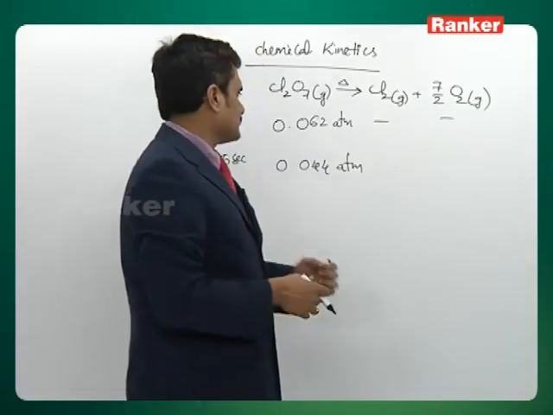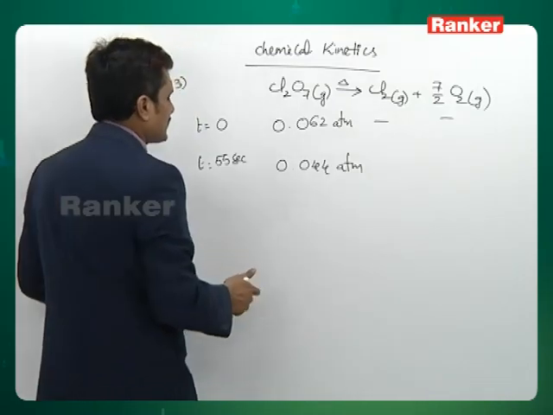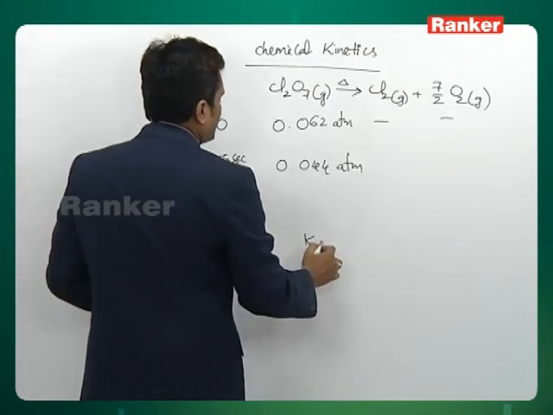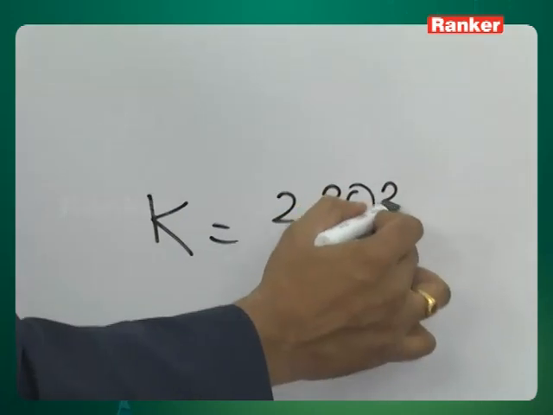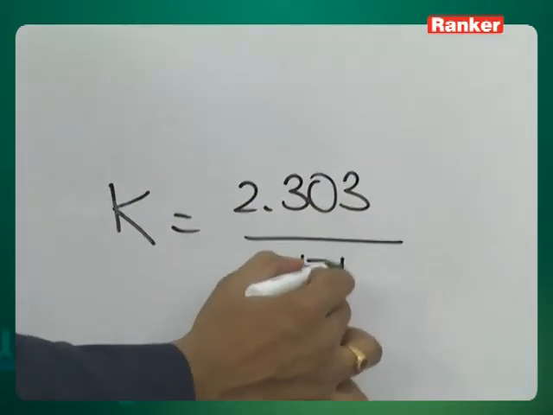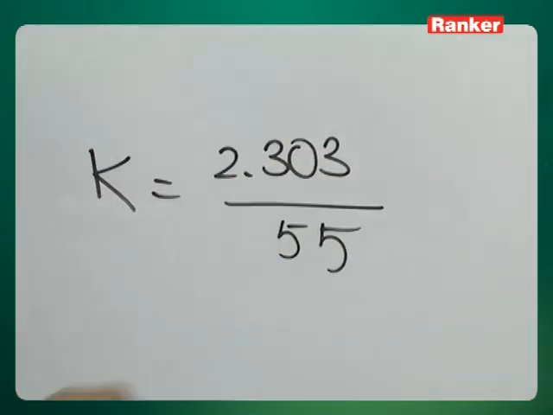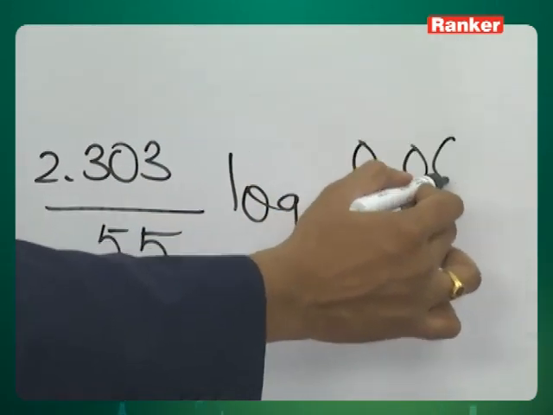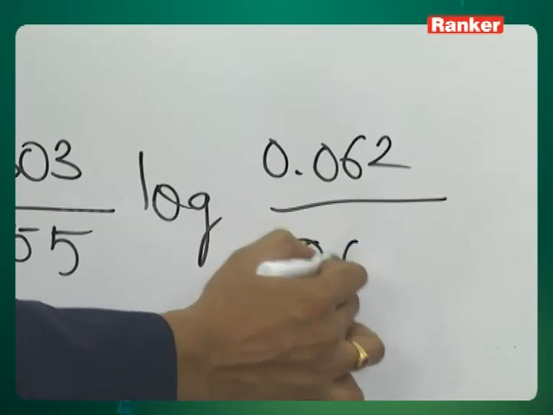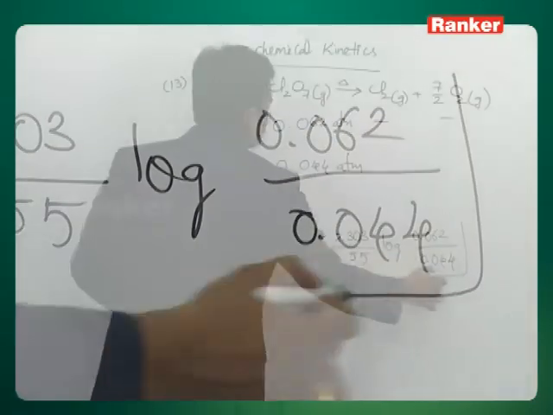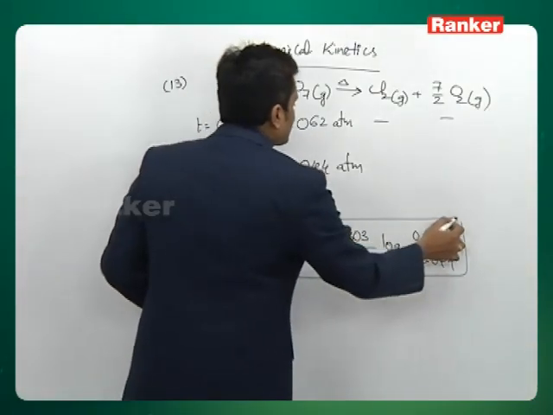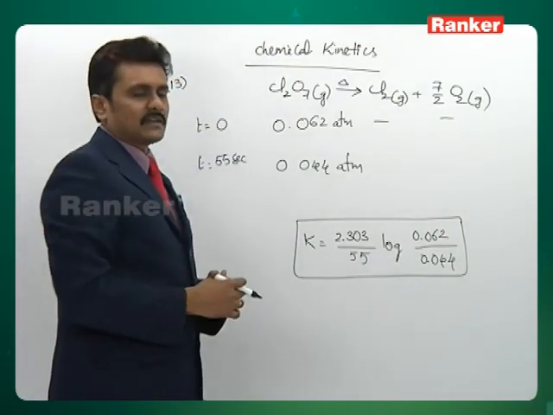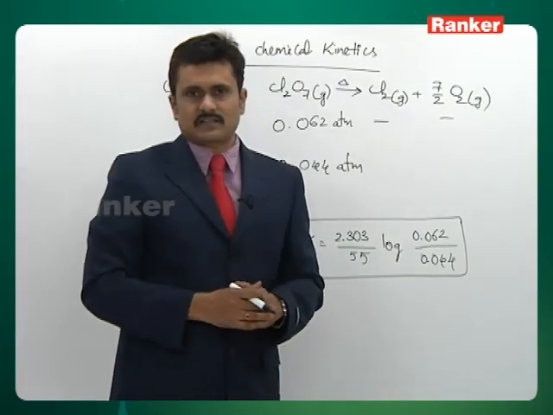Now, since we know the initial and final pressure of the reactants, we are going to find out the K value by using the first order kinetic equation, 2.303 by t times log of the initial pressure of the reactant or concentration divided by the final pressure. So this data will be useful in finding out the value of K for the given reaction.